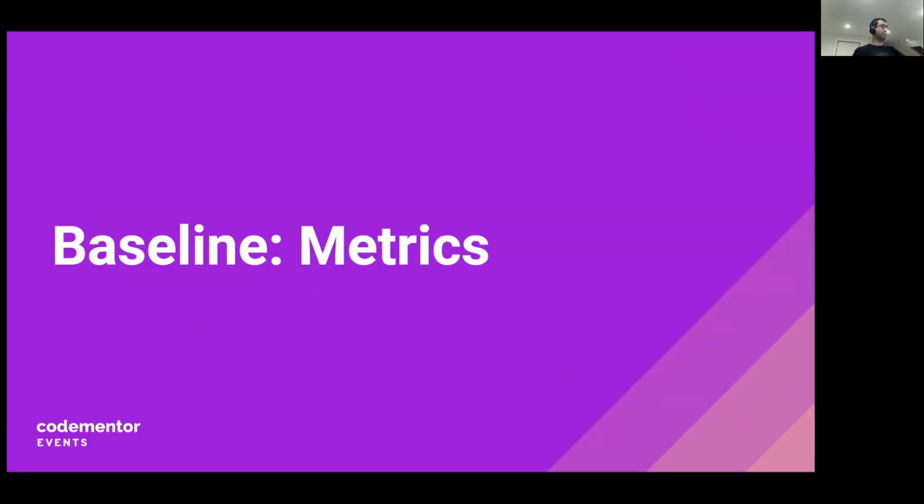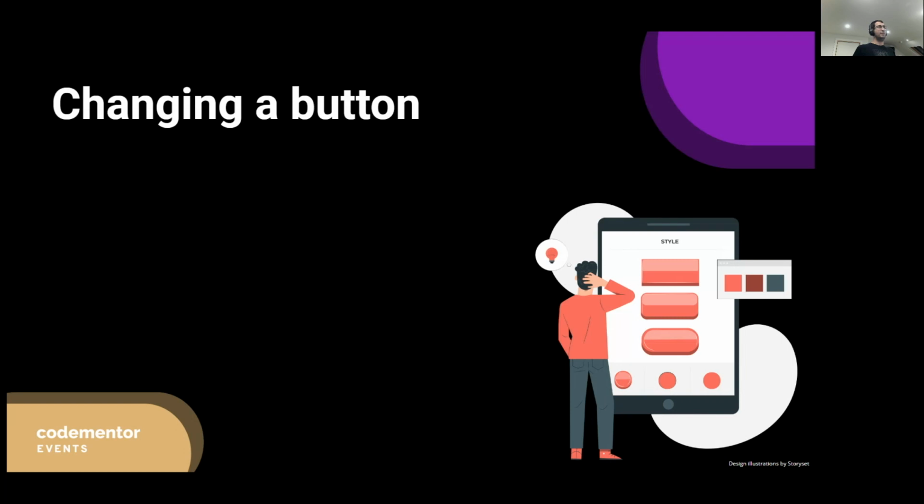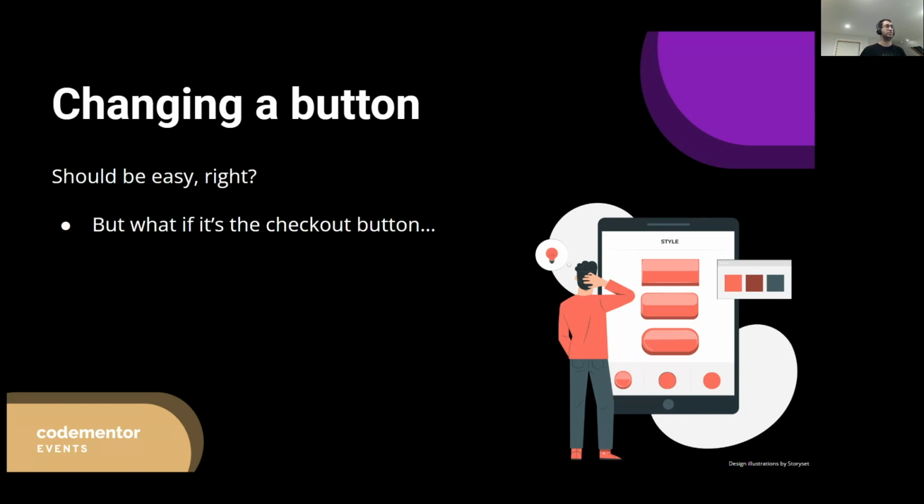Great. So moving on to the next topic, let's understand what's the baseline for using the production environment for shipping software. Let's take the scenario of changing a button. Okay, looks quite simple, easy, straightforward. But what if it's the checkout button? Maybe the button clicks drop by 10% because of what we changed. I mean, we should be mindful of that.